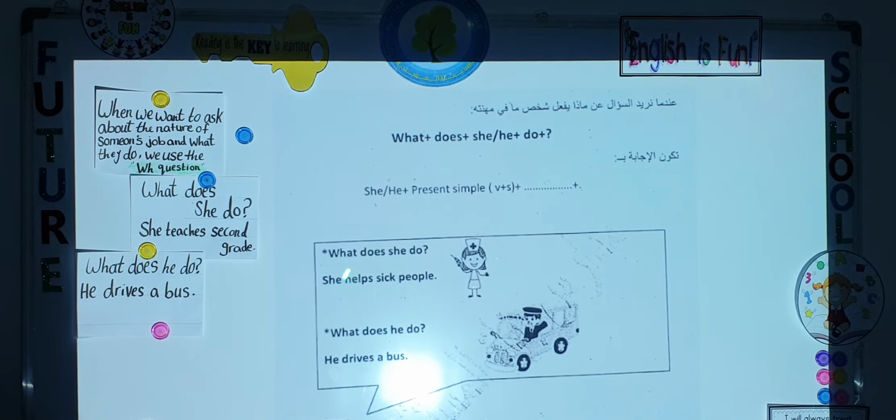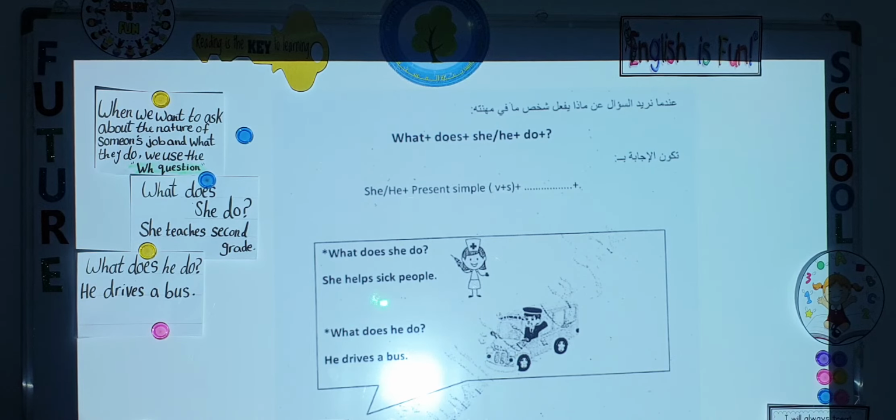Now look at the picture, please. What can you see? What is he doing or what is his job? He is a bus driver. He is a what? A bus driver. Repeat after me. Bus driver. Is he a bus driver? You answer, my dear student. Is he a bus driver? I guess you know the answer now. Yes, he is. He is a bus driver.